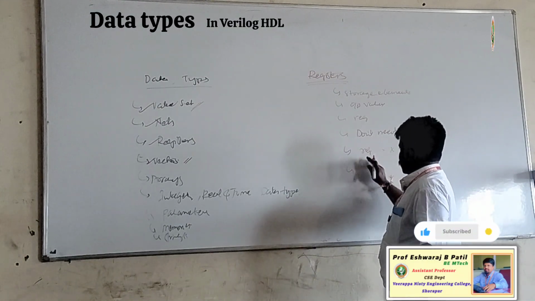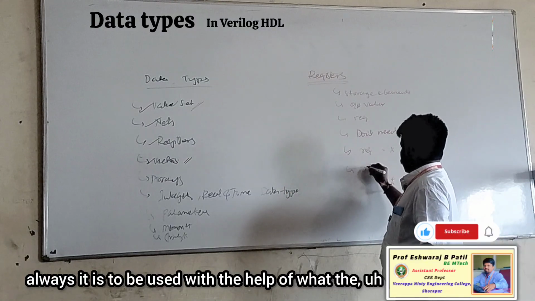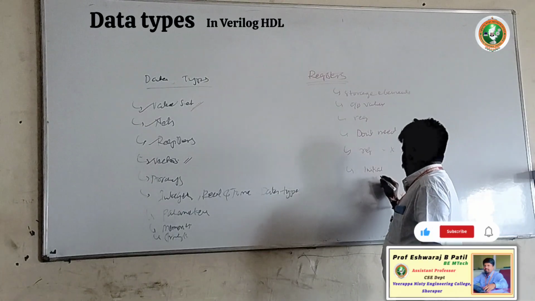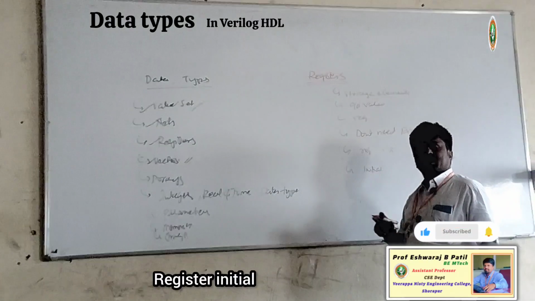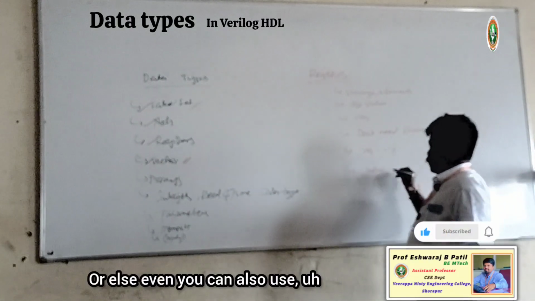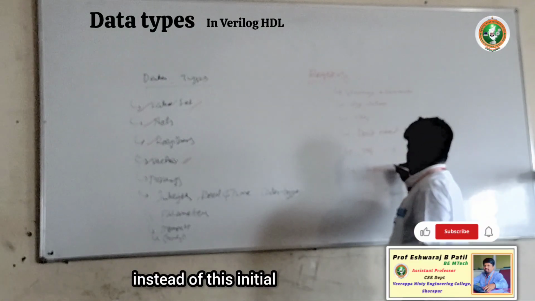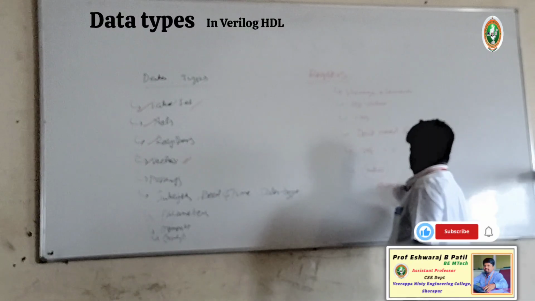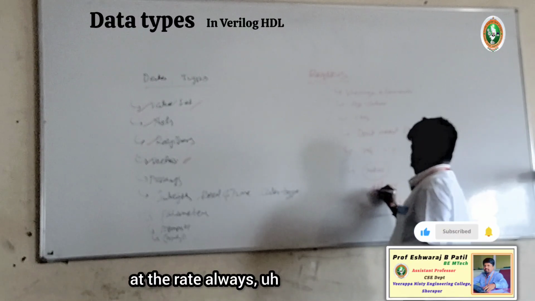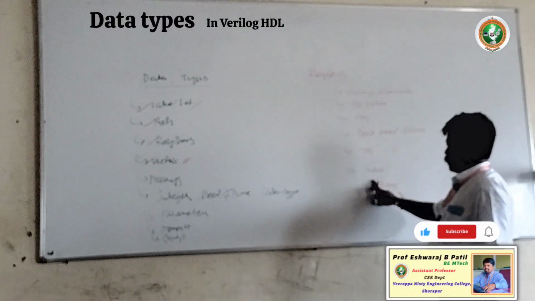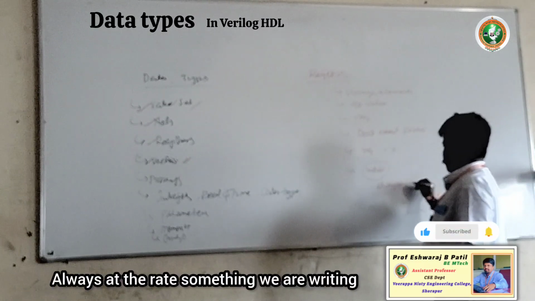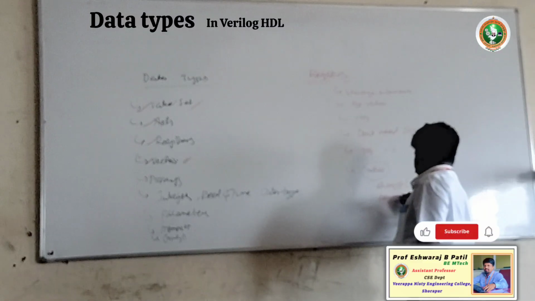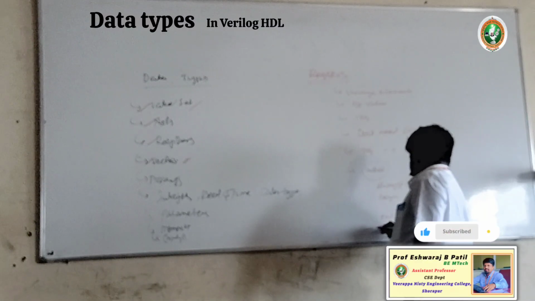This always has to be used along with the initial keyword. If you write an initial, you must use a register there. Or else, instead of this initial, you can also use always at the rate, and what we write there is in a begin and end block. This is the end of the module.